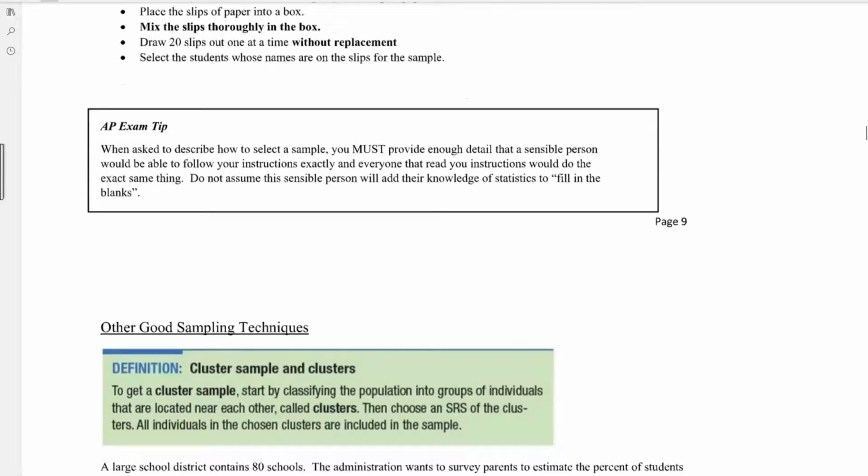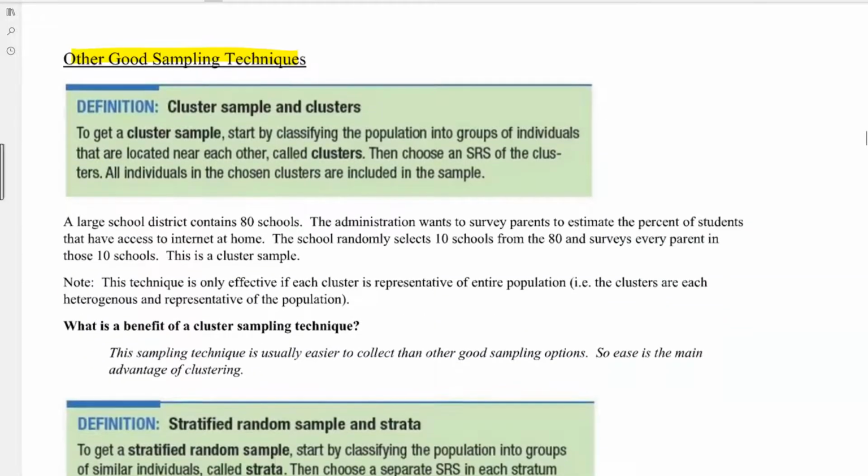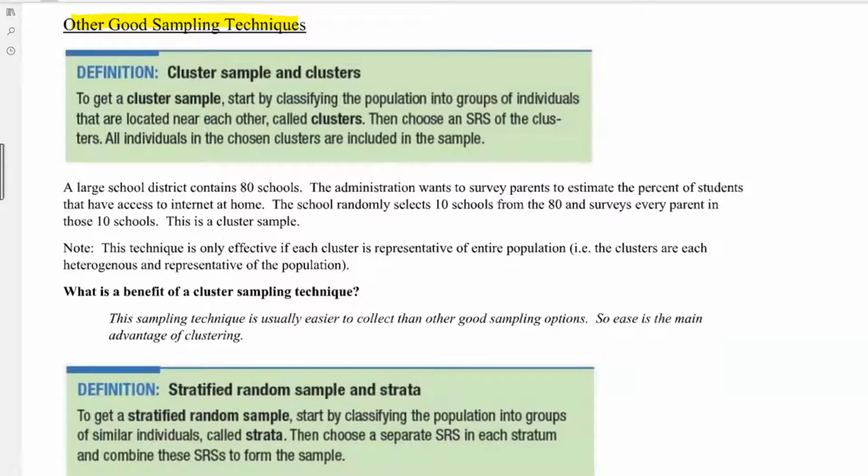Okay, so we've been talking about a simple random sample technique. That is not the only good random sampling technique. There are, of course, other good random sampling techniques. The first one that we're going to cover is called a cluster sample.